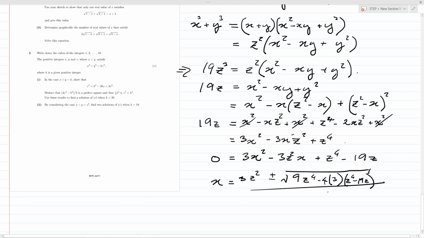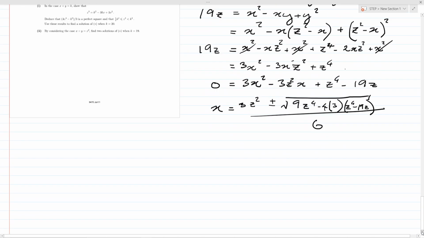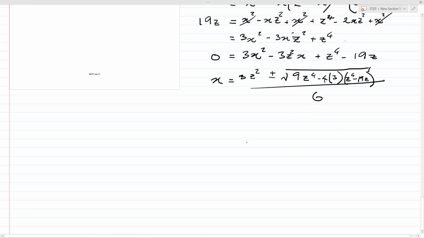And that's all over 2a, which is 6. And so therefore, we need this expression in here to be greater or equal to 0, for real solutions at least. So therefore we need 9z to the 4, subtract 12 lots of z to the 4 minus 19z, greater or equal to 0.